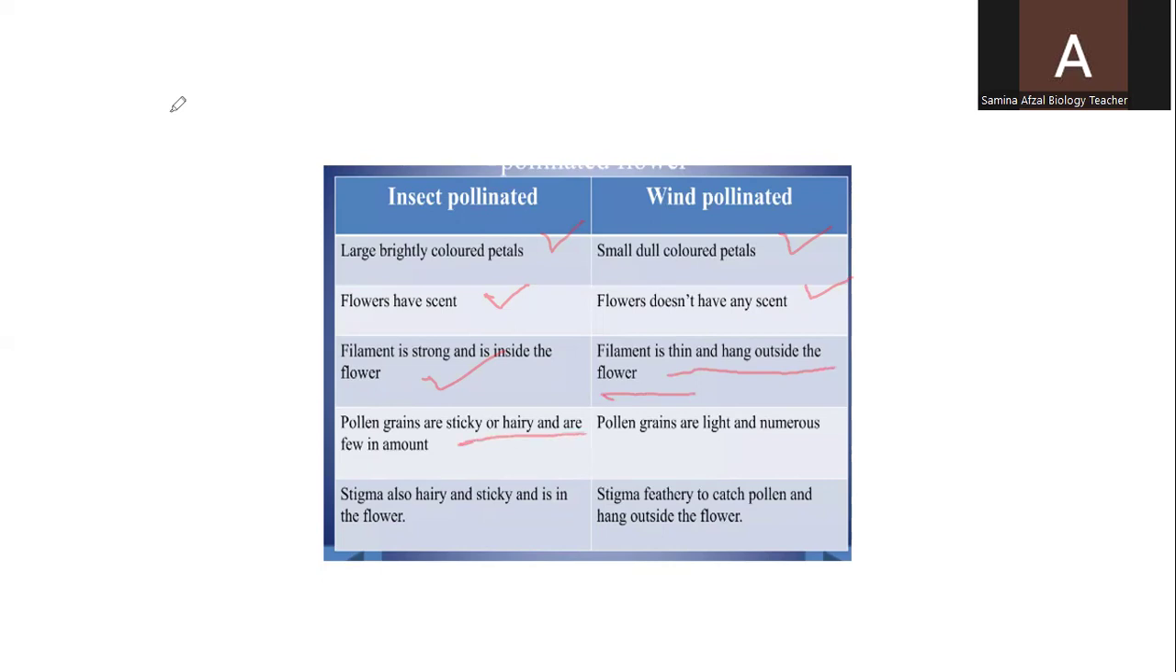In insect pollinated flowers, pollen grains are sticky or hairy and are few in amount. The pollen grains are sticky because they are transported with the help of insects. In wind pollinated flowers, pollen grains are light and numerous. They are transferred with the help of wind. So chances of wastage are more in comparison to insect pollinated flowers. The stigma in insect pollinated flowers is hairy and sticky and is inside the flower, whereas the stigma in wind pollinated flowers is feathery to catch pollen and hangs outside the flower to capture the pollen grains. So the stigmas are feathery.